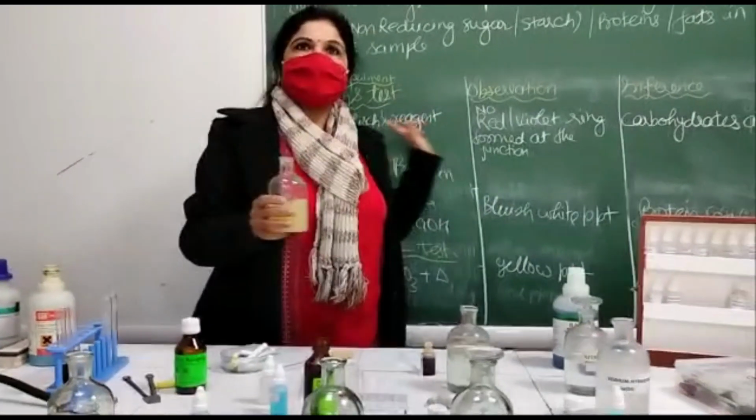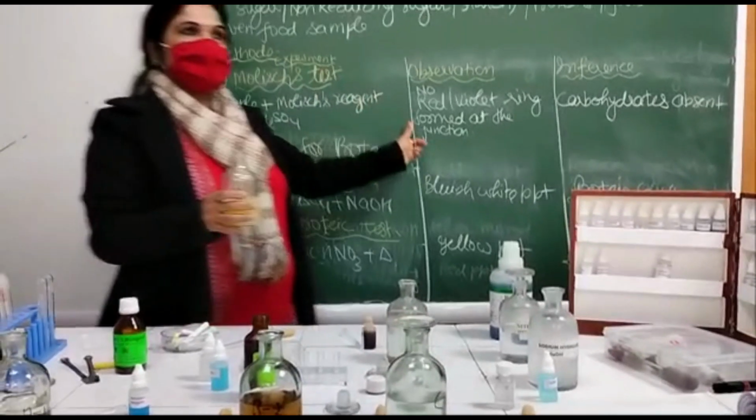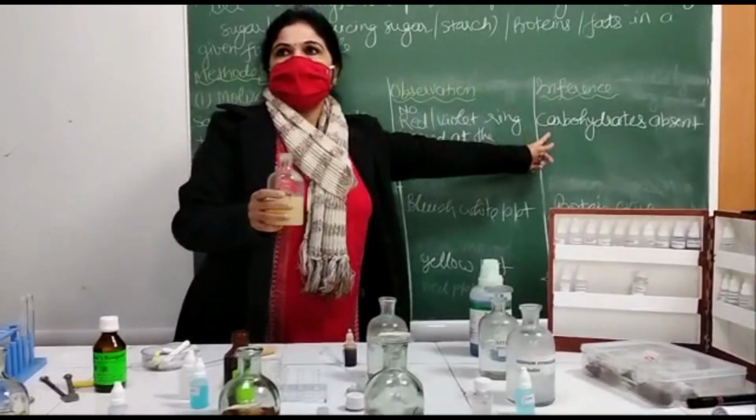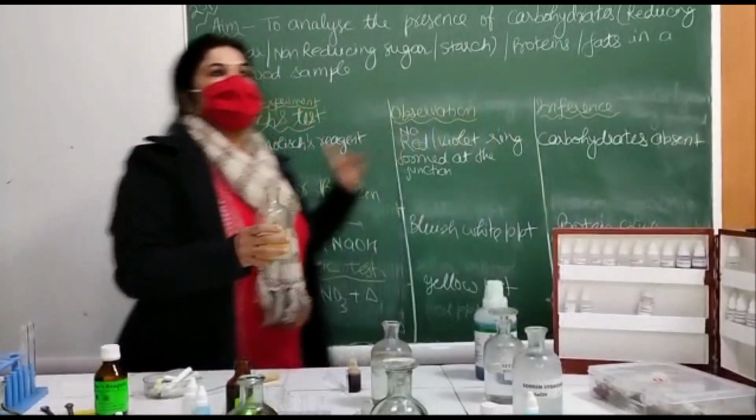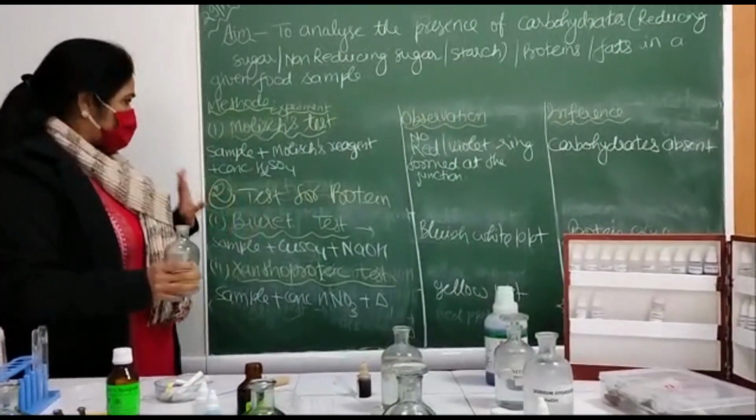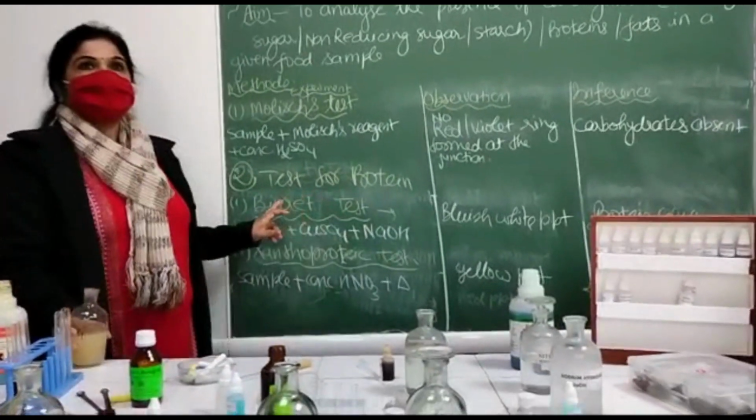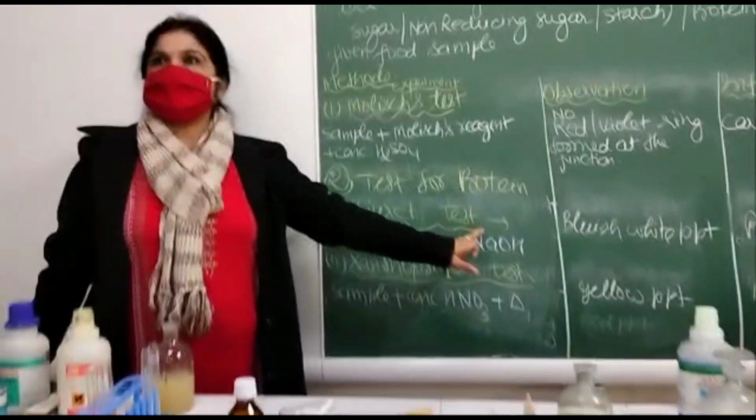So always you have to do the Molisch test first. If it is positive, carbohydrate is present. If it is negative, carbohydrate is absent, then you go for the test for protein. So what are the tests for protein? There are two tests for protein. One is the Biuret test.